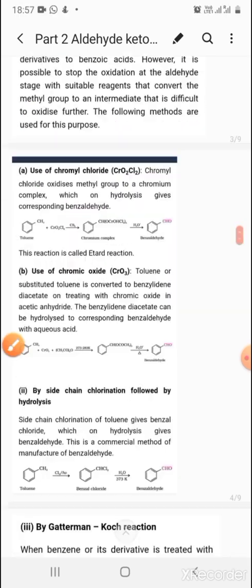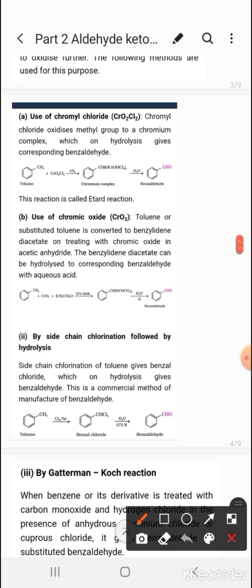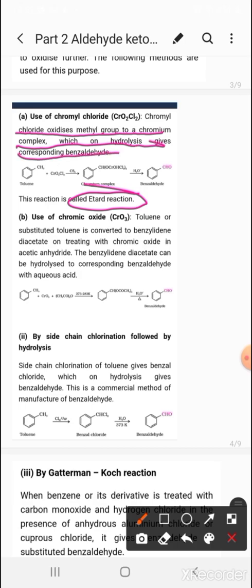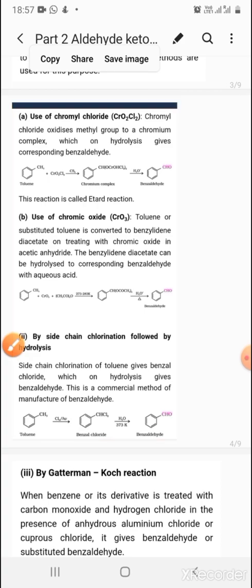It is the use of chromyl chloride, which is CrO2Cl2. So chromyl chloride, again, is very important. This is the Etard reaction, a name reaction. Chromyl chloride oxidizes the methyl group to a chromium complex, which on hydrolysis gives the corresponding benzaldehyde. So if you are using CrO2Cl2 in the presence of CS2, it will give you the chromium complex. On hydrolysis, it will convert into the benzaldehyde. You can refer to NCERT for that.